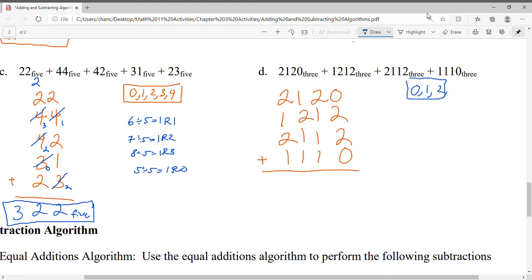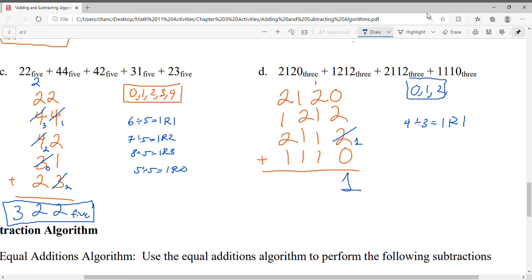We have to add 2 plus 2, which is 4. Since that's 3 or more, we'll need a scratch. 4 divided by 3 equals 1, remainder 1. So we have a 1 for the ones place. Now 1 plus 0 is 1. Since we have 1 scratch, I have to remember to carry that 1 over.